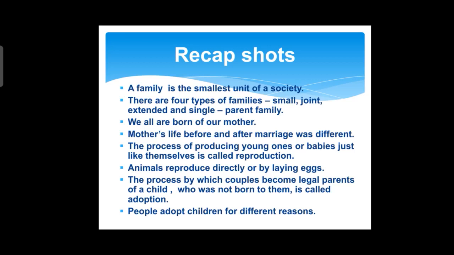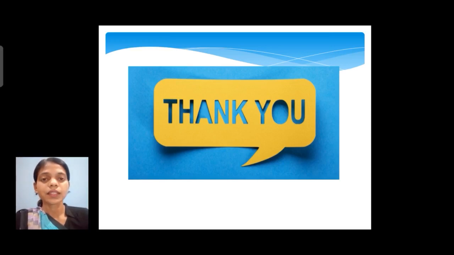The process of producing young ones or babies just like themselves is called reproduction. Animals reproduce directly or by laying eggs. The process by which couples become legal parents of a child who was not born to them is called adoption. People adopt children for many reasons. This is all about the explanation of this lesson.